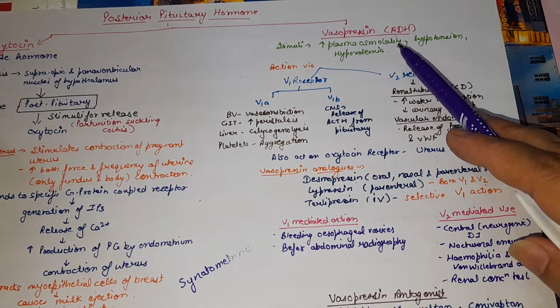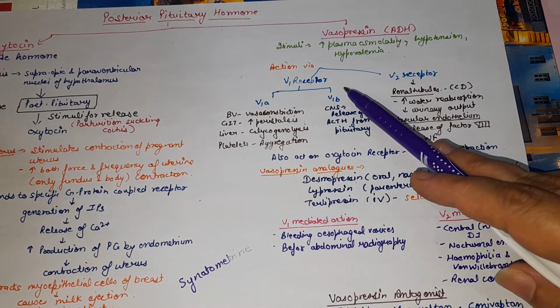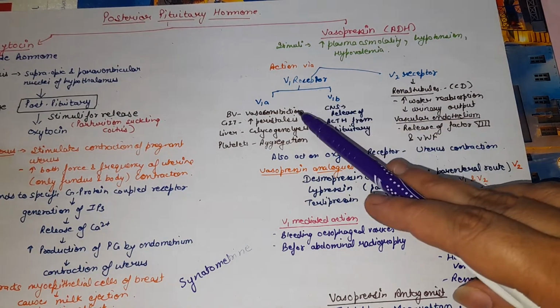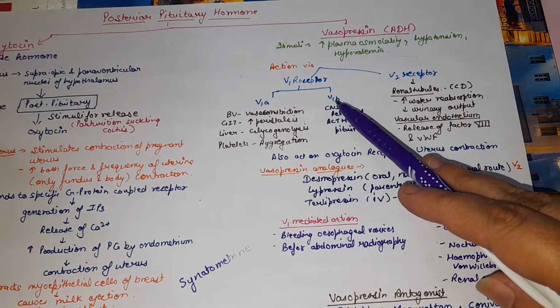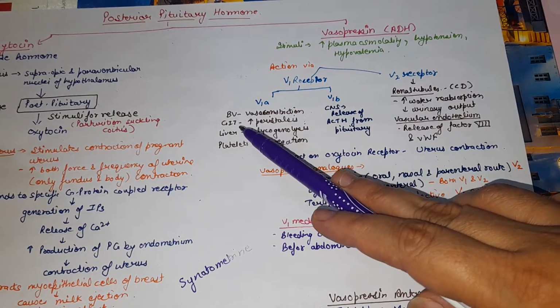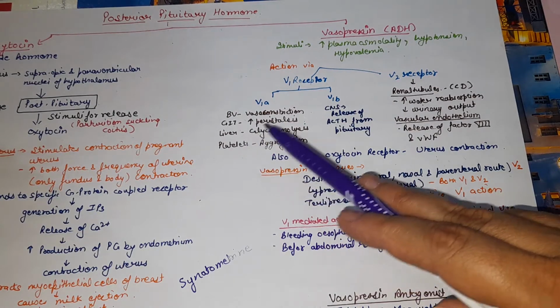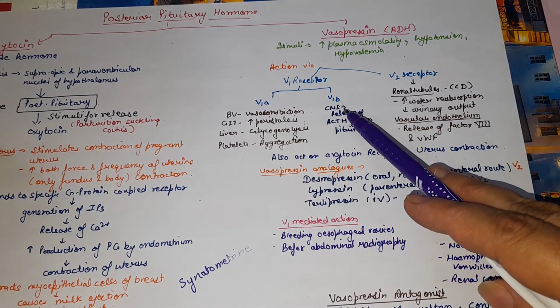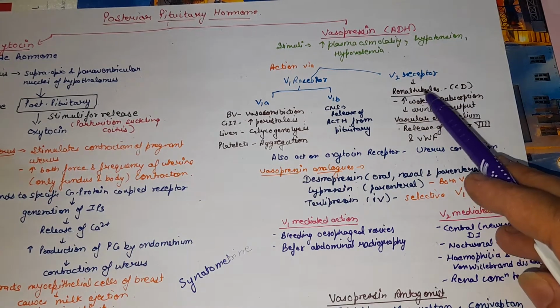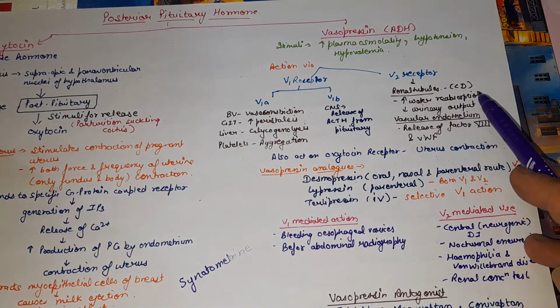Vasopressin acts via two receptors, either the V1 receptor or the V2 receptor. The V1 receptor is again of V1A type and V1B type. V1A receptors are located on blood vessels, GIT, liver, and platelets, and the V1B receptor is present in the CNS, whereas the V2 receptor is present on renal tubule cells, mainly in the collecting duct.